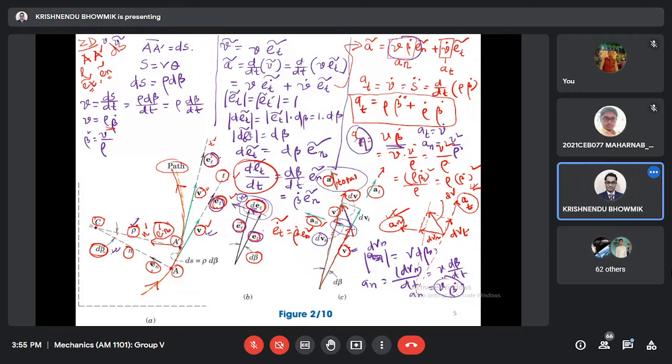That is the geometric interpretation. If I want to do the geometric interpretation from this figure also, we can say that dvn is acting along that direction, that is v multiplied by d beta magnitude wise, and An will be dvn dt, and that will be v beta dot. Should I explain once again? That's all.